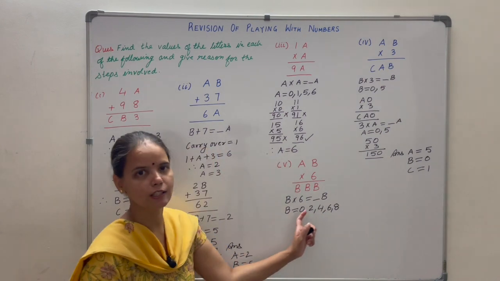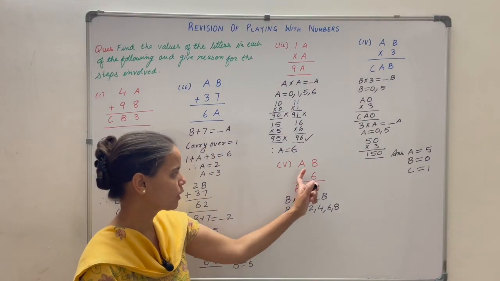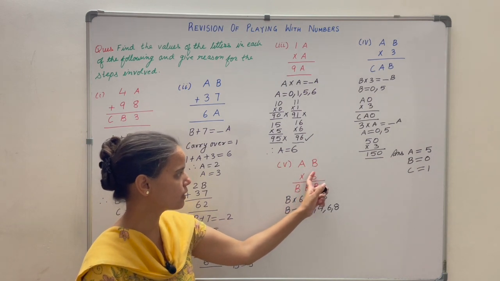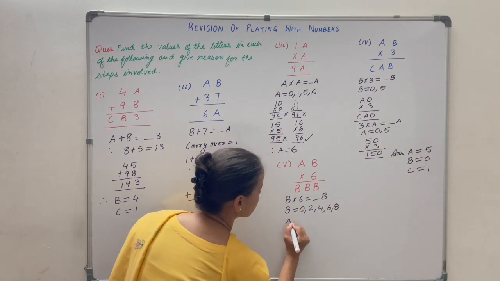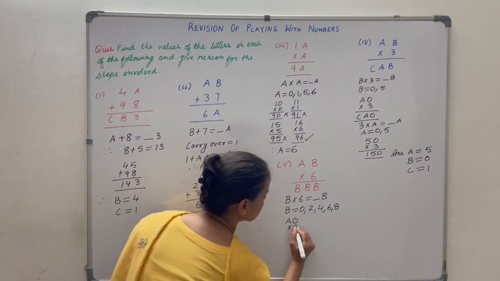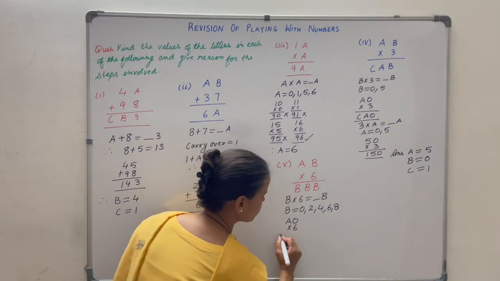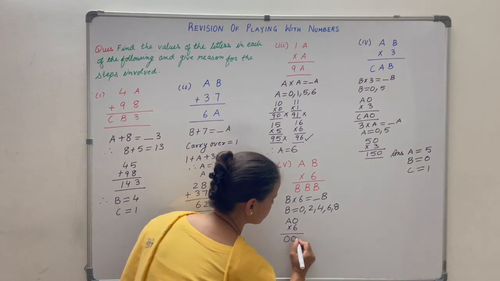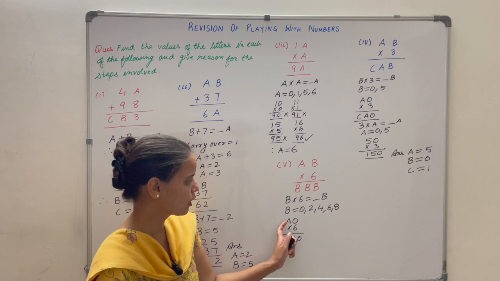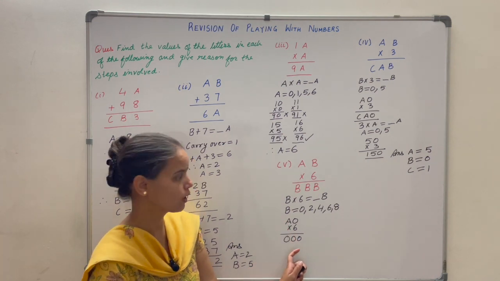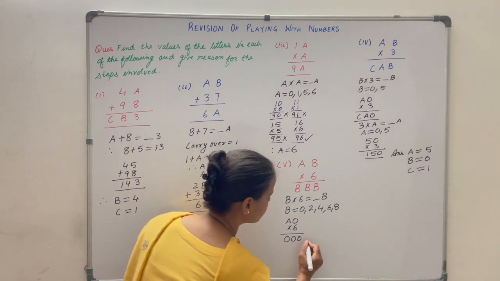So let us try out these possibilities one by one. So if you put the value of B here as 0, that means A 0 into 6, B is 0. So you should get the answer as 0, 0, 0. Is it possible? No, because if you multiply 6 to A, you will get some value. So this option is ruled out.